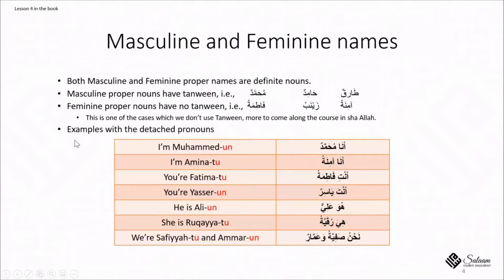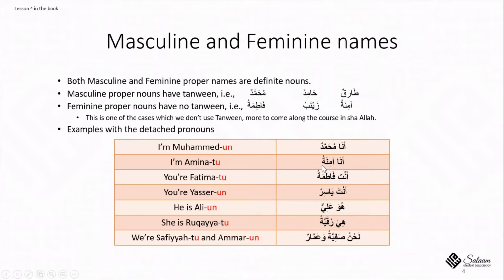So, of course, examples. These are some names, and I'm going to use the pronouns ana, which is I, anta and anti, which is you, masculine and feminine, huwa and hiya, all the pronouns that we said we are going to use in this lecture, just to refresh your memory. So ana, it's I, ana Muhammadun, and this does not change whether it's masculine or feminine. So ana will be Muhammadun. It will be the same with Amina, but it will be Aminatu.